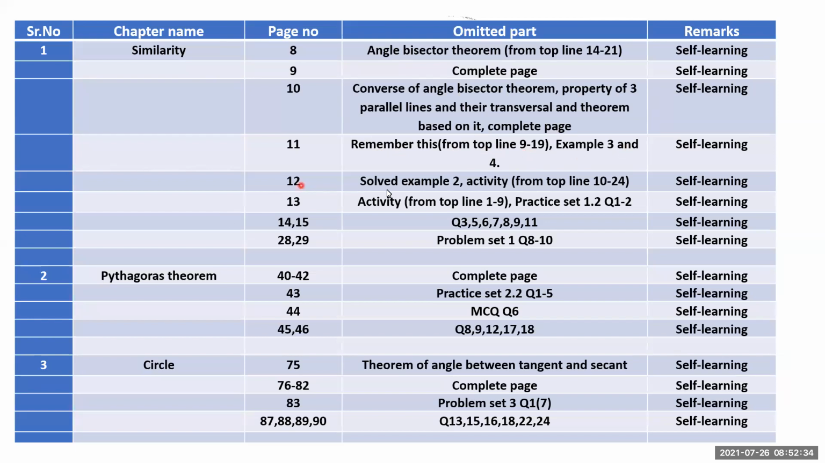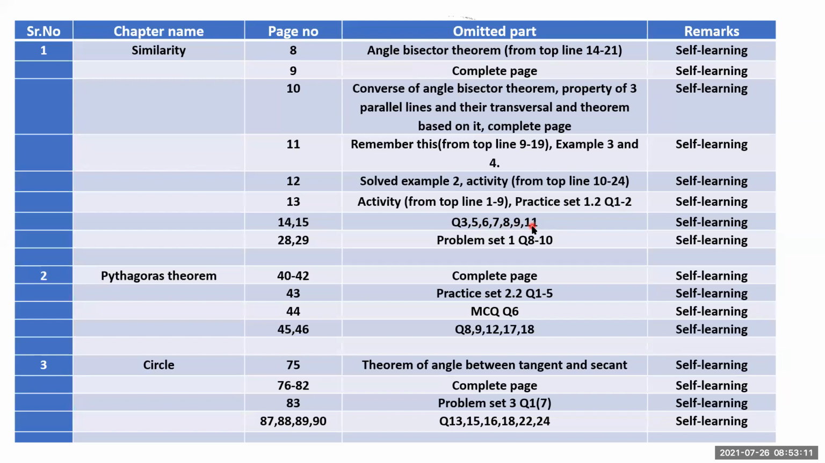Page number 12, solved example 2. Activity from top line 10 to 24. Page number 13, activity from top line 1 to 9, and check these questions from practice set 1.2. From practice set 1.2, these questions have been reduced: question number 1, 2, 3, 5, 6, 7, 8, 9, and 11.